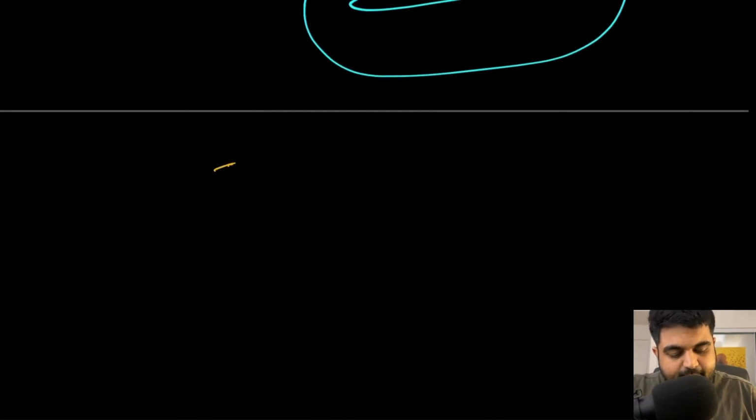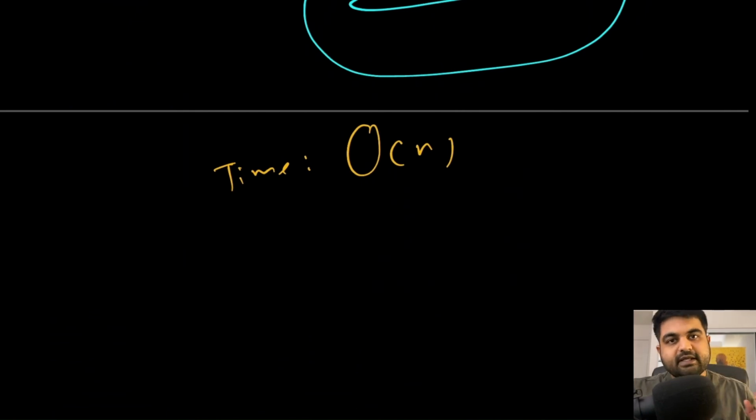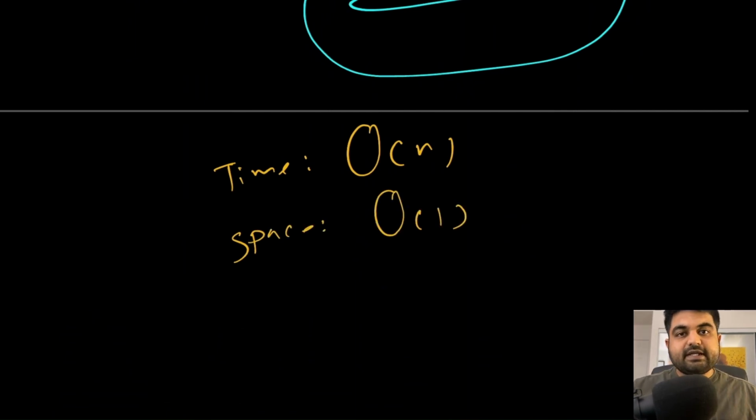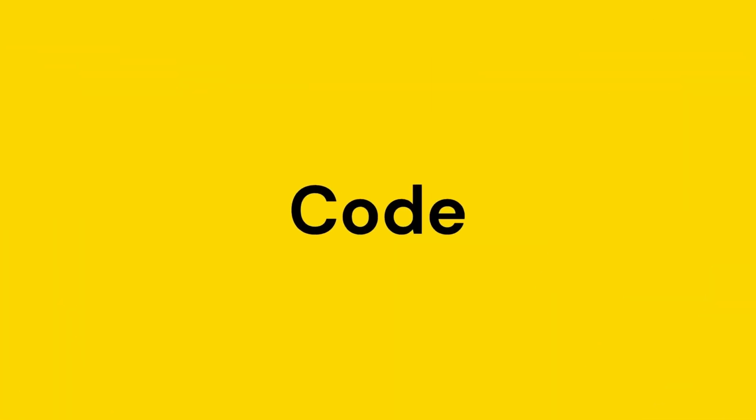If we look at time complexity, it's pretty obvious it's going to be big O of n, because we are simply going to iterate over the given array a couple of times, once to find the meeting point and a second time to find the duplicate number. And space complexity is going to be big O of 1. Now let's quickly see the coding solution for this one.